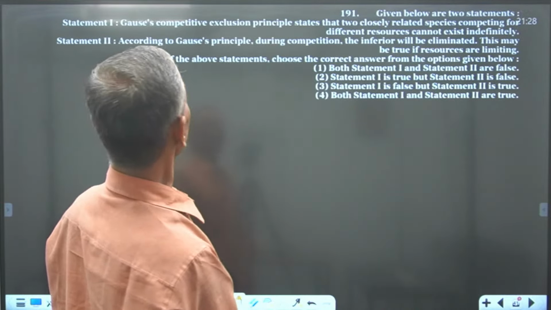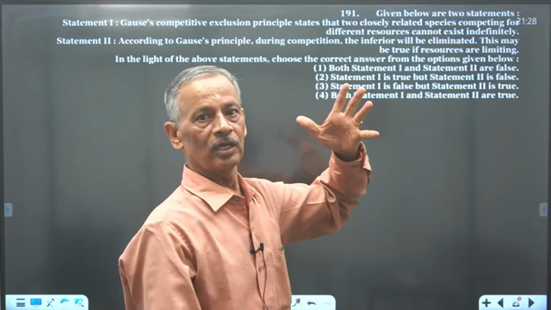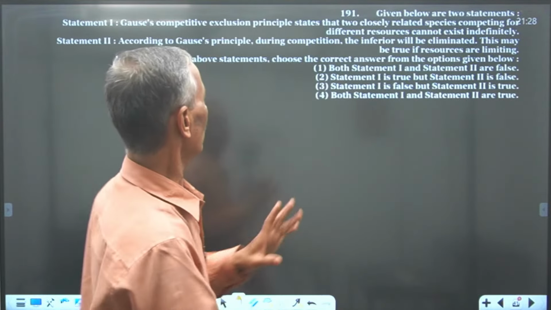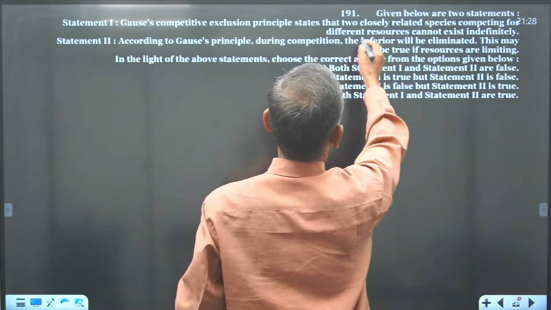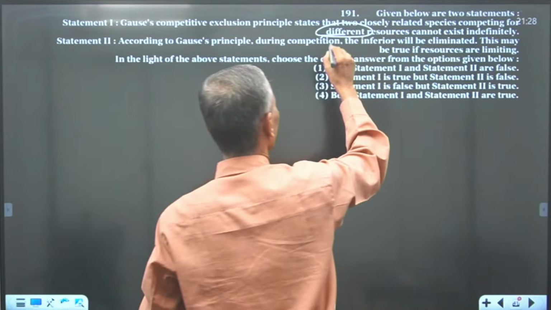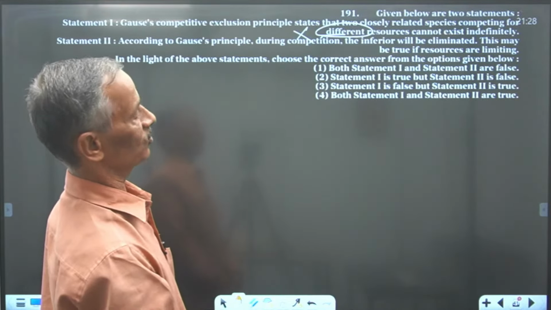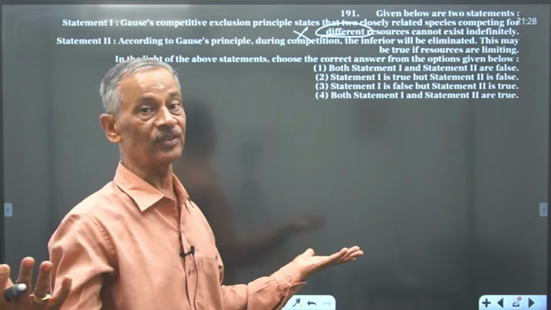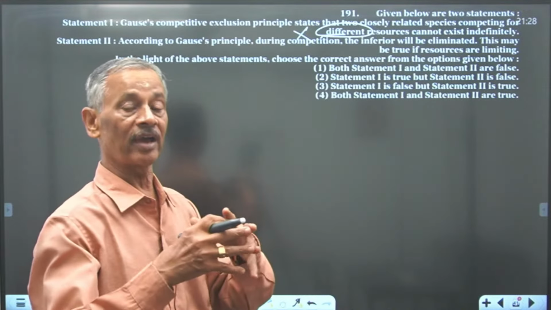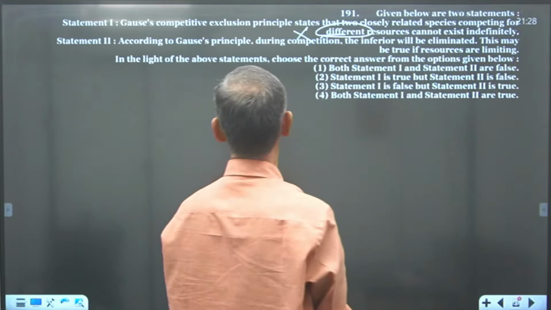Given below are two statements. Gause's competitive exclusion principle. He worked on two species of Paramecia. Okay. And stated that two closely related species competing for the same resources. Same resources, not different resources. There need not be a competition if they are all having different resources. They are all competing simply because they are requiring the same resources. So that statement is wrong.